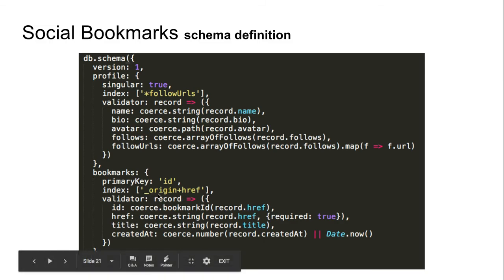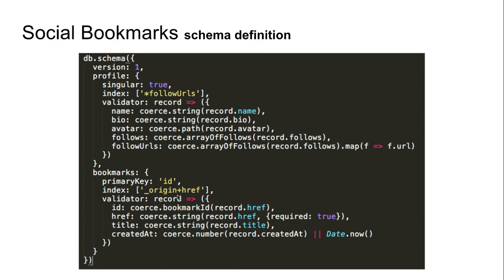This makes it really easy for me to get the bookmarks from a given origin, because I can simply do a query, give me all the records where the origin is the target value, and then href could be 0 to infinity. And it'll give me all the bookmarks published by a certain archive. That's kind of confusing, but if you look at the code, it's not too hard to understand.